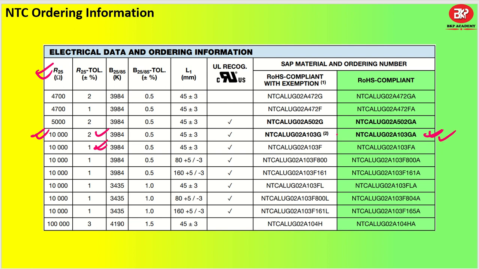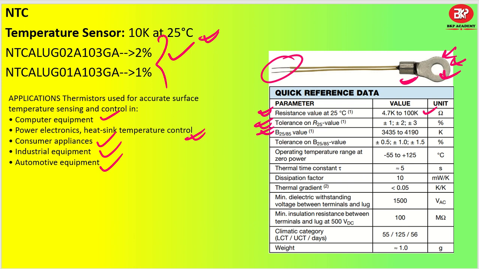G02103A and G01103A. So G01 is 1% and G02 is 2%. Got it? So you can make a note of these two part numbers. I'm going to tell you NTC ALU Z02103GA with 2%. This is well recommended and very easily available at very low cost.